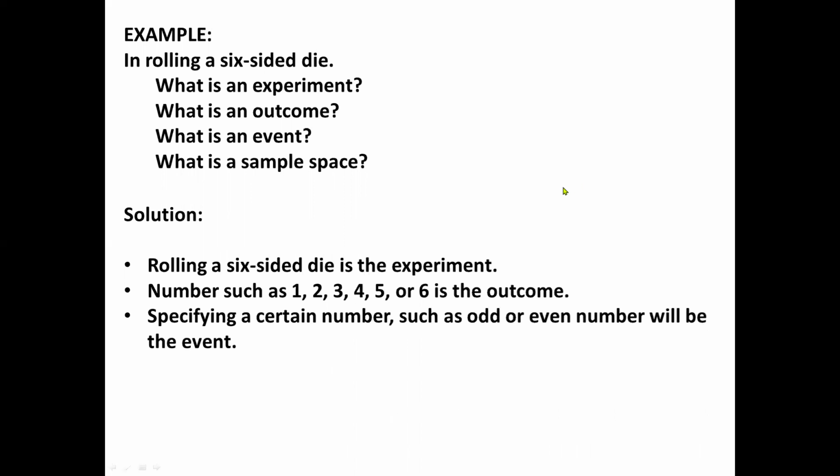Specifying a certain number, such as an odd or even number, will be the event. If you specify that an odd number will appear, that is an event. If an even number appears, that is another event. When we specify or classify the certain number that will appear when we roll the die, that outcome is an event.